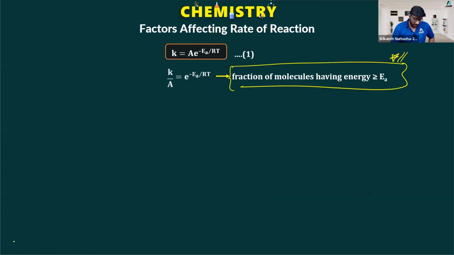This point you have to understand, because some questions can be asked where they will be giving the percentage of active molecules. So in a molecular system, this many percentage of molecules are active in nature, like 10%, 20%. That means they have given the K by A value. You have to understand that, and from there you have to solve it. E power minus Ea by RT is nothing but the Boltzmann factor.